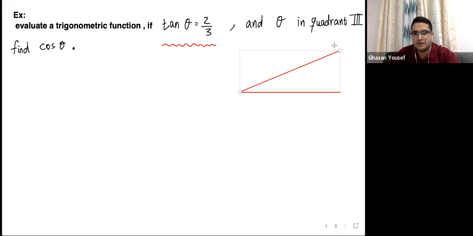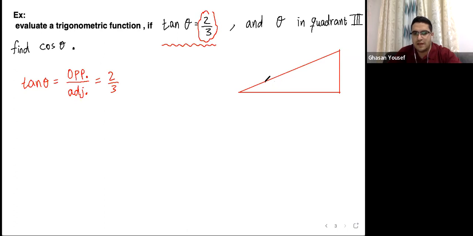This is a right triangle, and by this right triangle, you have to use the tan of theta. As I know before, the tan of theta is equal to what? The opposite over what? Adjacent, exactly. And this is equal to 2 over 3. How do I know? From here.